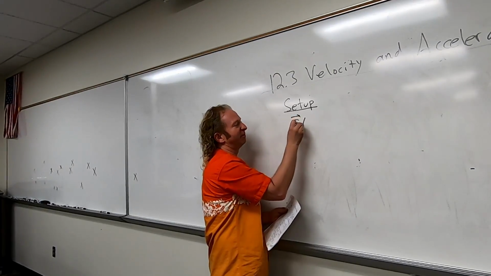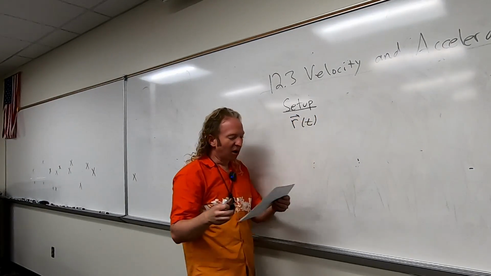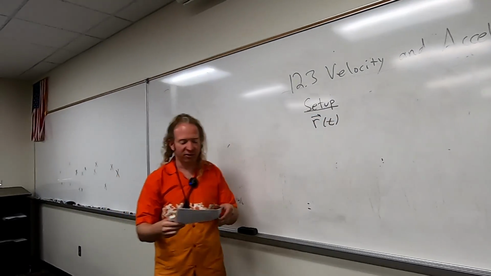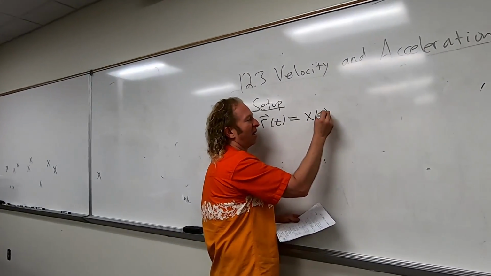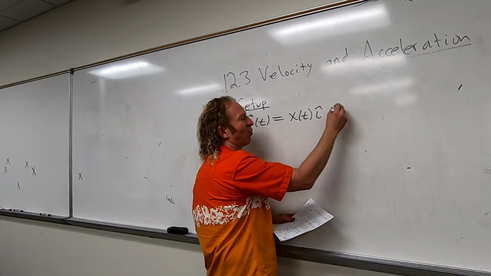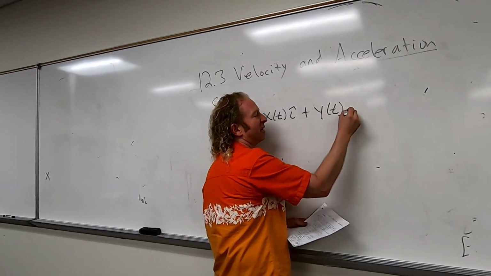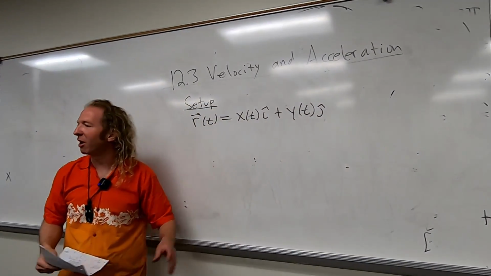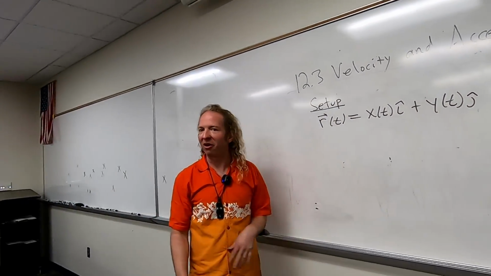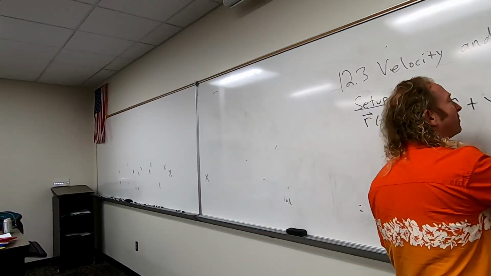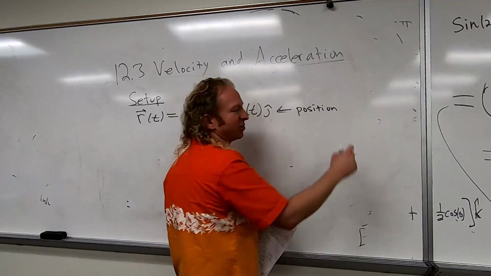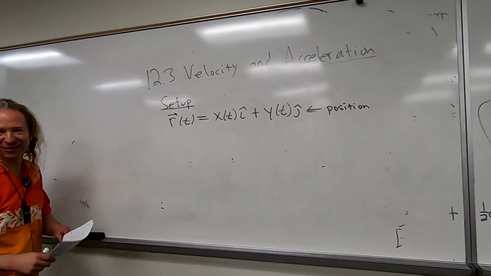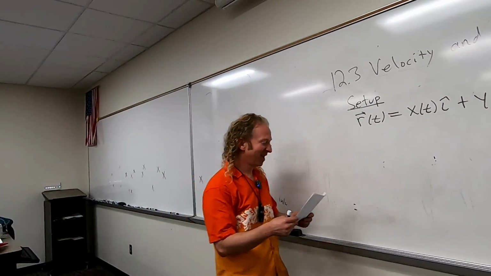So r of t is going to be our position vector. If you have r of t equals, say, x of t i hat plus y of t j hat, that's going to be our position. I know in Calc 1 they call it s. Here we call it r. So this is the position vector.